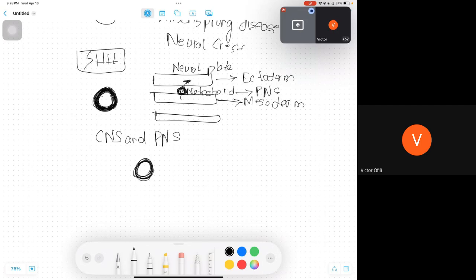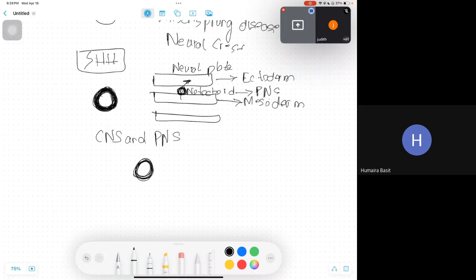Okay. So again, remember, the ectoderm forms the neural plate, and the neural crest is formed by the midline mesoderm, which forms the notochord, and that will cause the PNS formation.